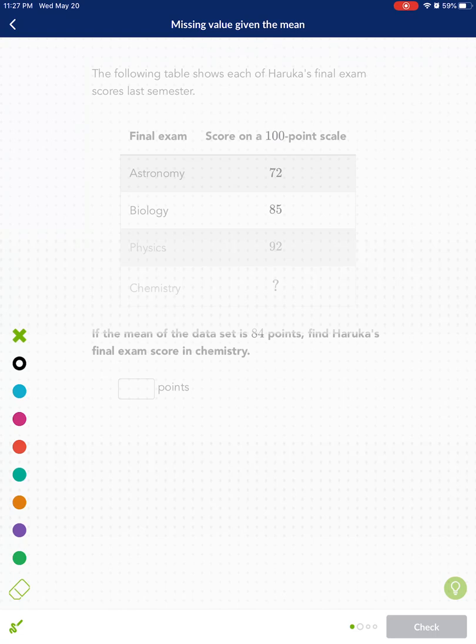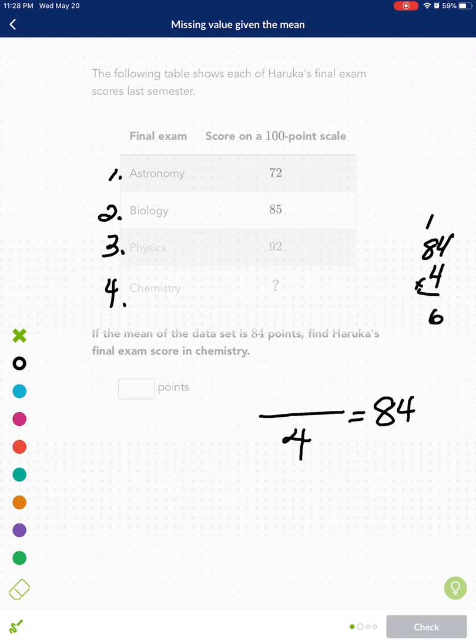in chemistry. So we're going to use the same method. We know that there is 1, 2, 3, 4 classes, right? So I know that the total score divided by 4. How did I get the 4? There's 1, 2, 3, 4 classes. And we know that the average has to end up as 84. So how would we solve this? What number divided by 4 is 84? To solve that, we're going to take 84 times 4. That's 336, the total that this all needs to be.